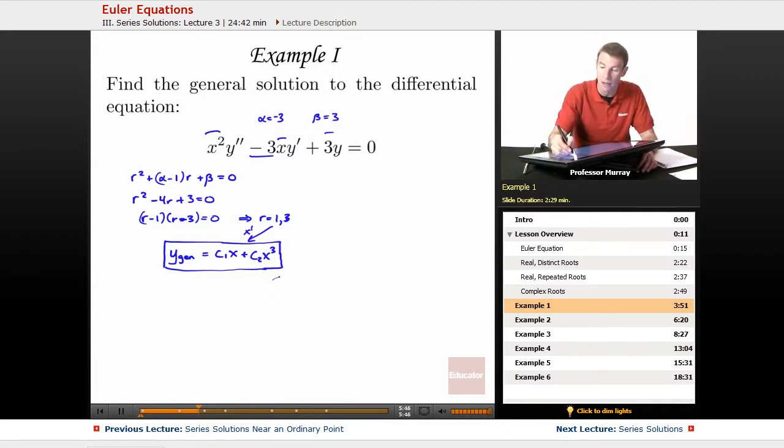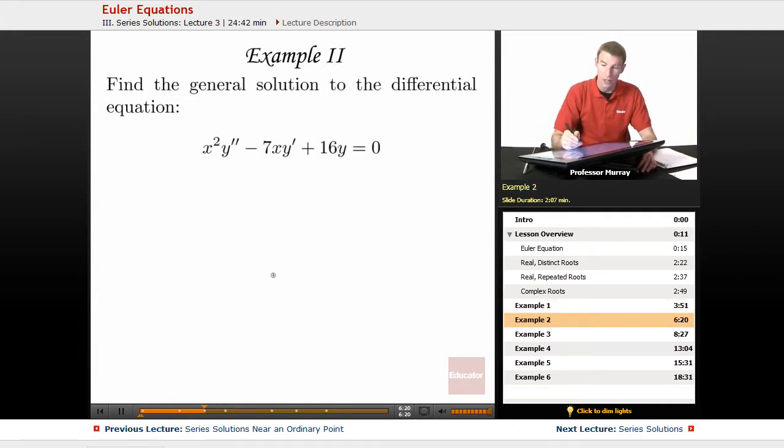Let me recap quickly how we worked that out. We noticed that this was an Euler equation because it has that descending pattern of powers, x squared, x, and constant. So we read off our values of alpha and beta, just the coefficients there, negative 3 and 3. Drop them into this characteristic equation. The key point there is to remember to subtract 1 from the alpha. So we get r squared minus 4r plus 3 equals 0. Factor it out, get our roots, and then those become the powers, and we get our general solution.